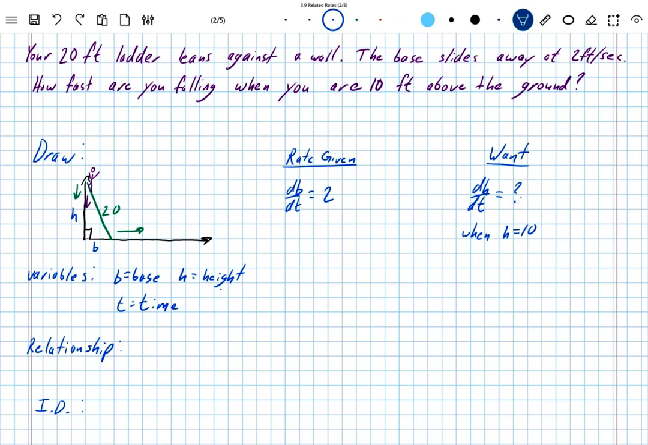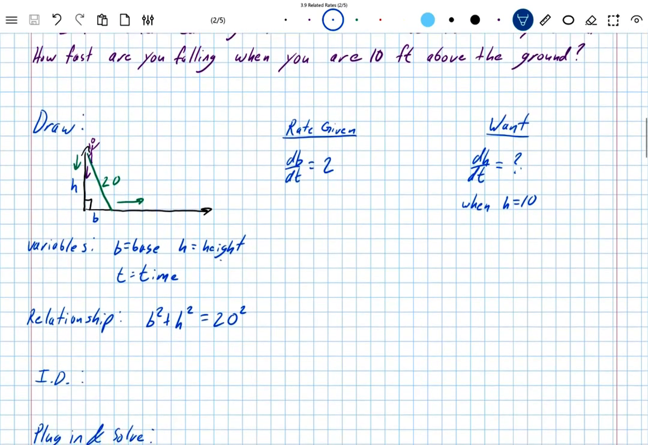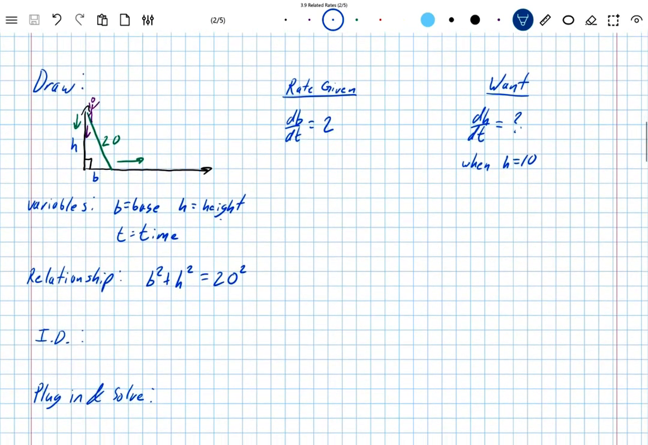So a squared plus b squared is c squared, or in this case, b squared plus h squared equals 20 squared. Notice for a second that 20 is not changing. So I feel very confident labeling that ladder as 20, knowing that's not changing. If it was changing, I really wouldn't want to plug in that 20 yet.